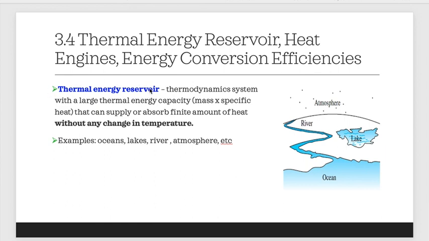Today we will discuss thermal energy reservoirs, heat engines and energy conversion efficiencies. So when we talk about a reservoir, we always imagine a large tank.